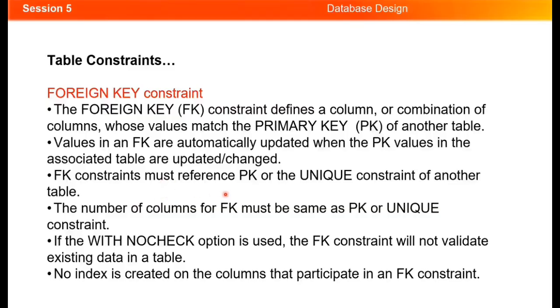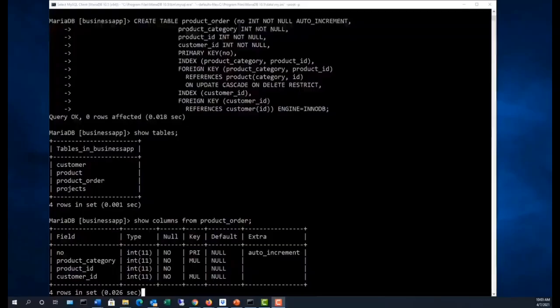Foreign key constraints must reference primary keys or the unique constraint of another table. The number of columns for a foreign key must be the same as the primary key or unique constraint, so they must be consistent. If the WITH NO CHECK option is used, the foreign key constraint will not validate existing data in tables, so that's important to know. No index is created on columns that participate in the foreign key constraint.